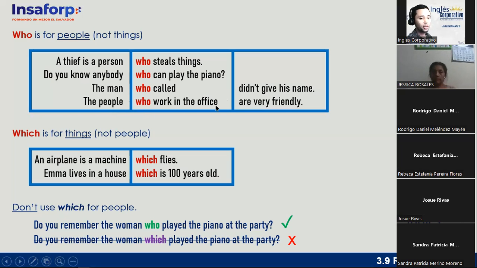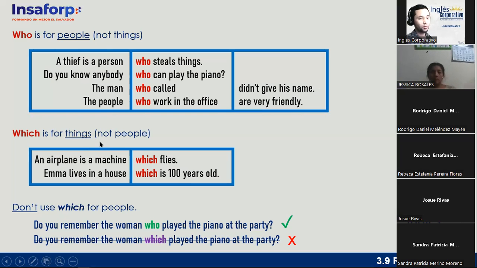The people who work in the office are very friendly. They're very nice. So just remember, who is for people, never for things. What about things? For things, we use which. Which is for things, but not people.